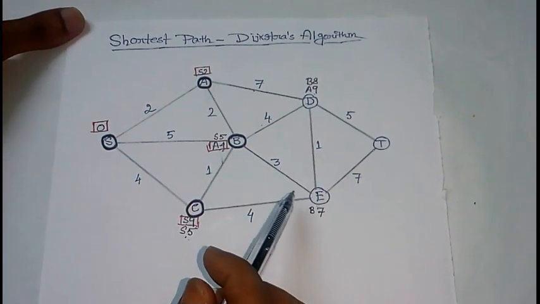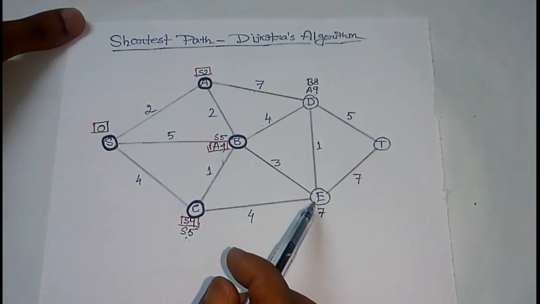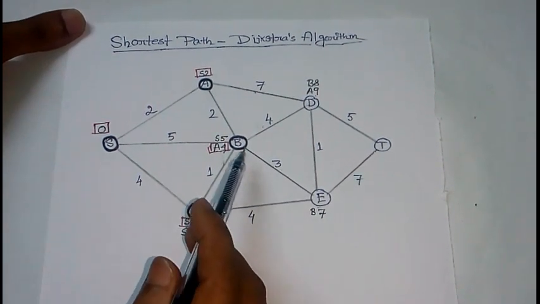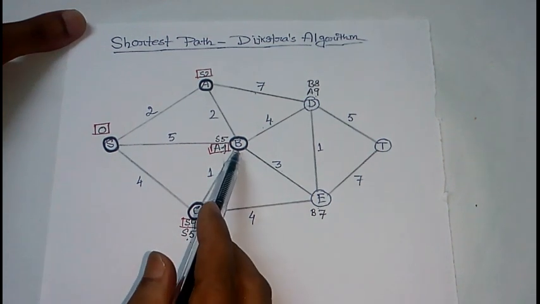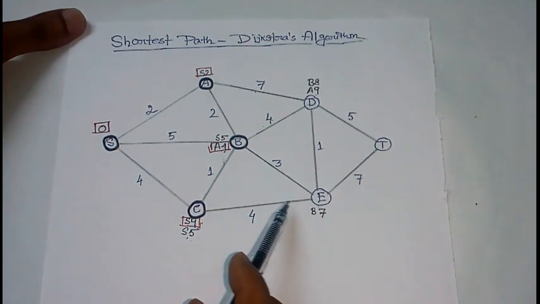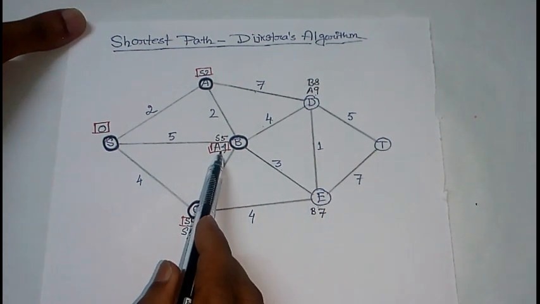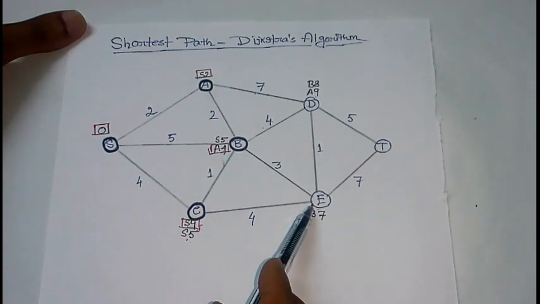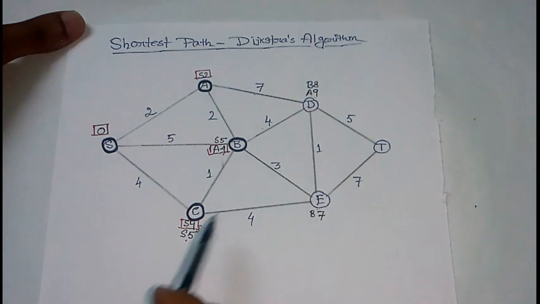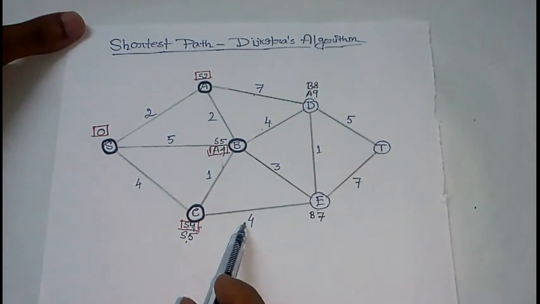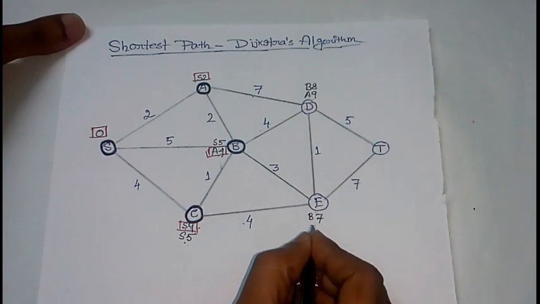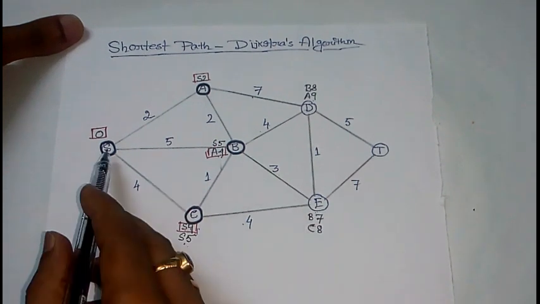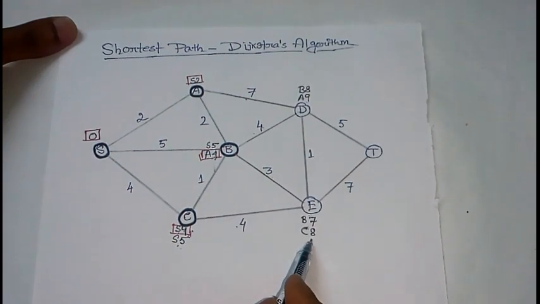Next, consider E. There are 2 vertices which are adjacent to E. That means there are 2 paths from S to E, via B or C. So if we move from B to E, then what is the temporary label of E? It should be 4 plus 3, that is 7, which is already given. Now if we move from C to E, then what should be the temporary label of E? Then it should be 4 plus 4, that is 8. So we give temporary label C8. That means if we move from C to E, then the distance from S to E will be 8, C8.